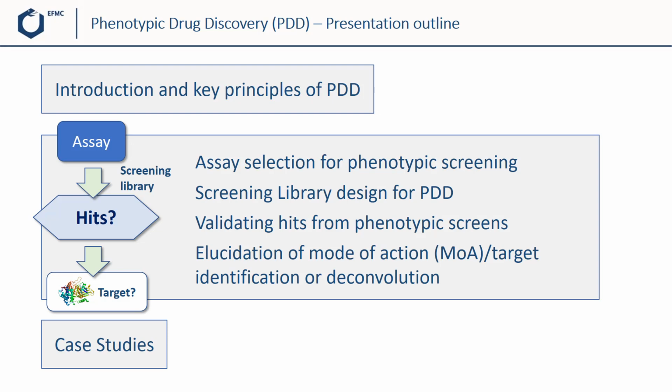First, we are going to introduce phenotypic drug discovery and its key principles. The presentation will then follow the flow of a phenotypic drug discovery approach from the assay that is used, the screening library aspects, onto the hits and what techniques are used to validate them. Finally, a main aspect of phenotypic drug discovery is the target elucidation, and we will summarize techniques and technology used to deconvolute and identify the targets of phenotypic drug discovery programs.